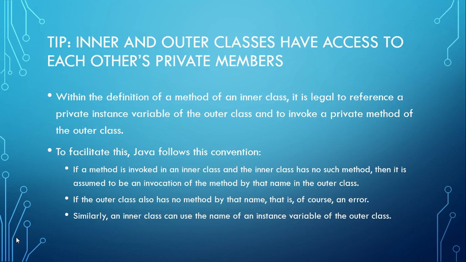To facilitate this, Java follows this convention. If a method is invoked in an inner class and the inner class has no such method, then it is assumed to be an invocation of the method by that name of the outer class. If the outer class also has no method by that name, then of course it's an error. All right, it's like this method just doesn't exist. Similarly, an inner class can use the name of an instance variable of the outer class.